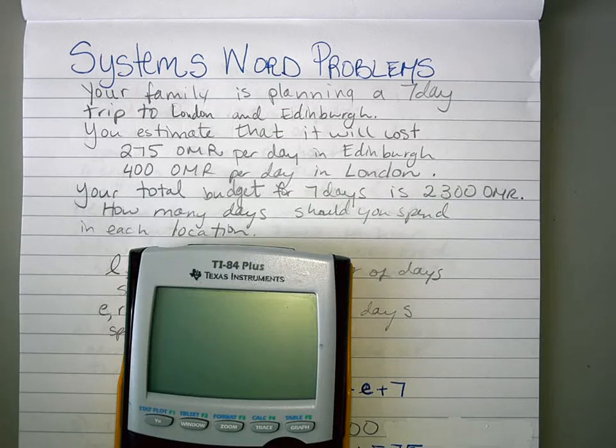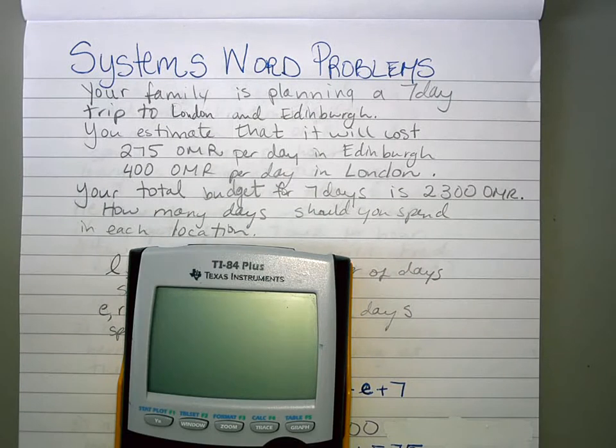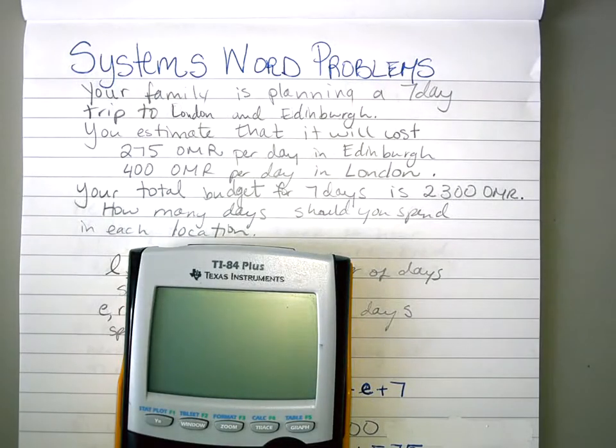Your family is planning a 7-day trip to London and Edinburgh. You estimate that it will cost 275 Omani Rials per day in Edinburgh and 400 Omani Rials per day in London. Your total budget for the 7 days is 2,300 Omani Rials. How many days should you spend in each location?